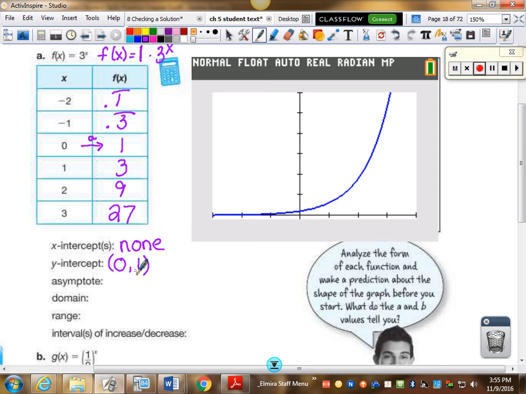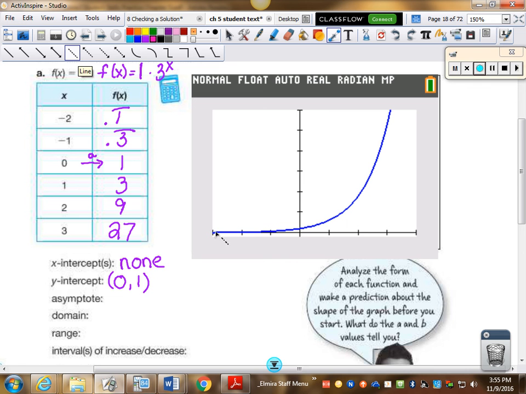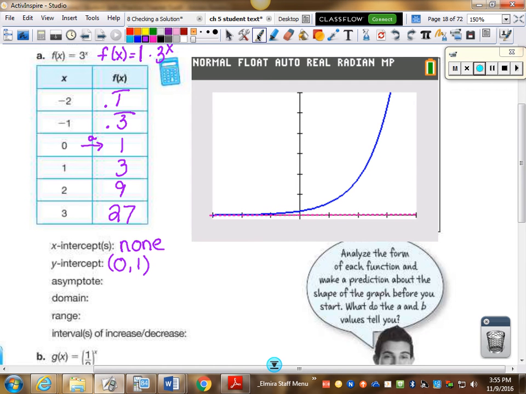An asymptote is an invisible line that your graph seems to approach but does not cross. Seems to approach but does not cross. So in this graph, the x-axis is what my graph is coming down to. It's getting closer and closer to the x-axis, closer and closer to 0, but it's not happening. So the asymptote is at the x-axis, but that's also known as the line y equals 0.